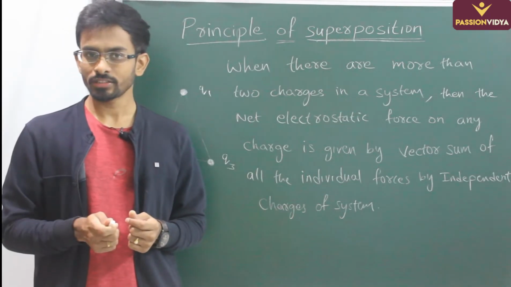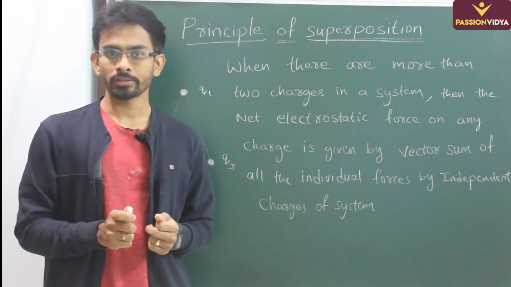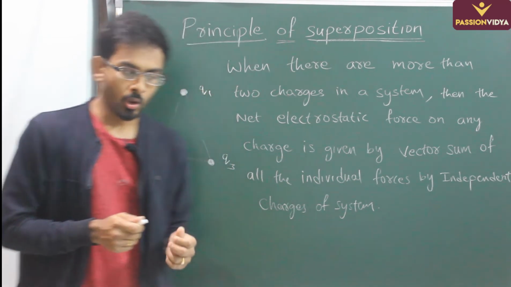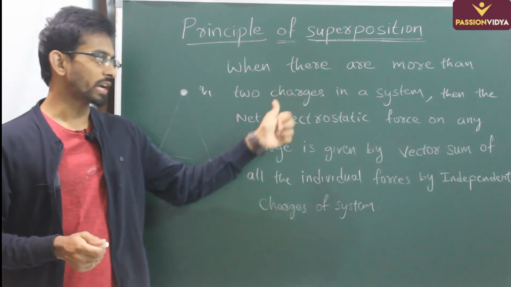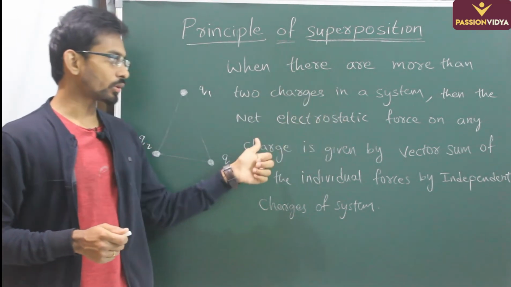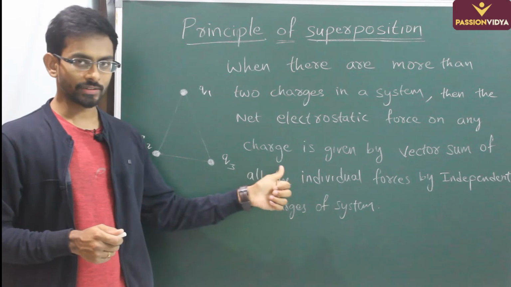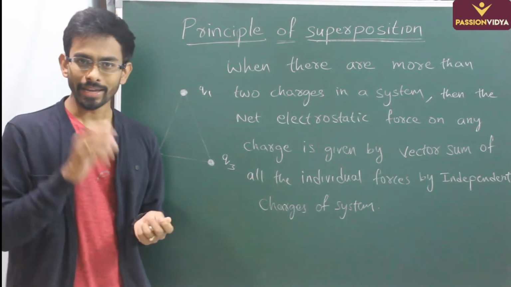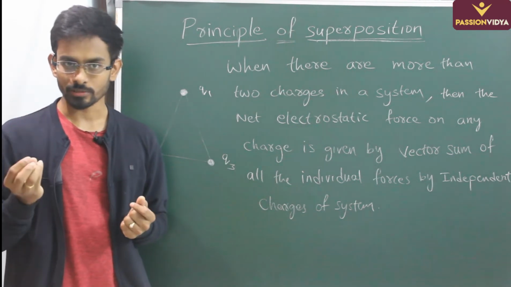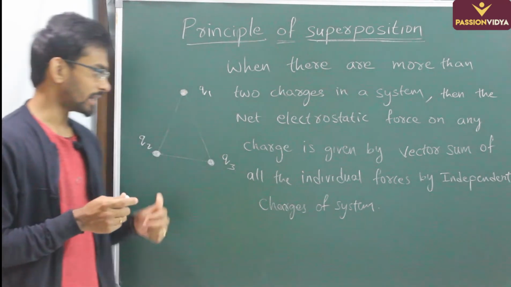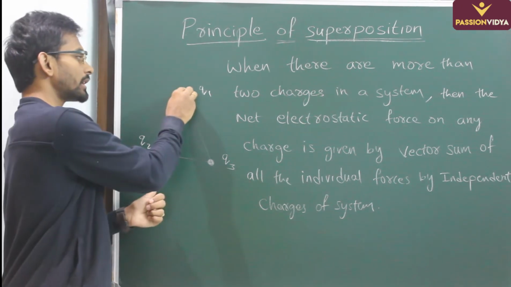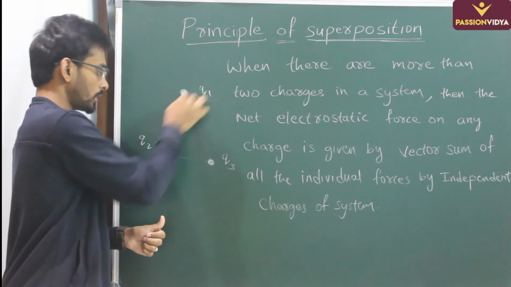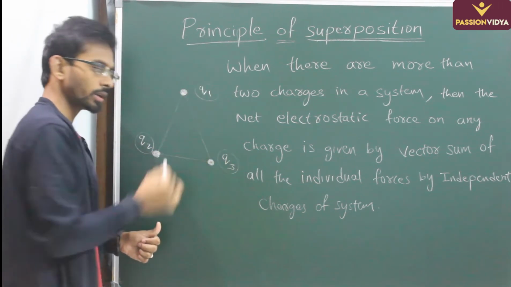Similar to all forces, electrostatic force also obeys the principle of superposition. According to this principle, when there are more than two charges in a system, then the net electrostatic force on any charge is given by the vector sum of all the individual forces by independent charges of the system. So what do we mean by this? Let us understand by taking an example. Let us take three charges in a system. So let us say Q1, Q2 and Q3.